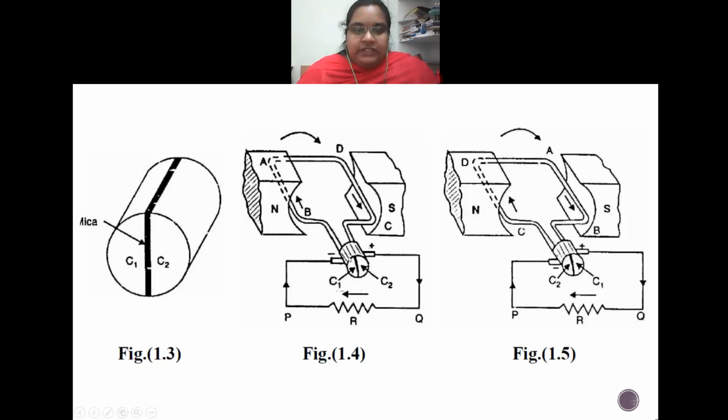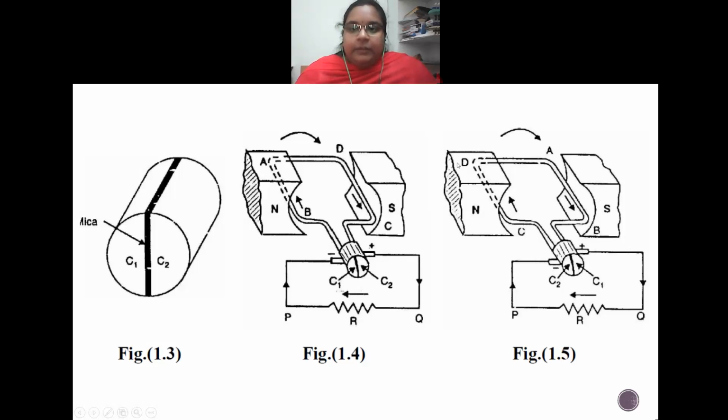How is this possible? You can see here. In the first position, C1 is connected to AB, and under the north pole AB is there, and under the south pole DC is there. So C1 is connected to the negative brush and C2 is connected to the positive brush. And now the generator is turned again. Now you can see that again CD, whichever is in the north pole influence, is connected to the negative brush: north pole negative brush, south pole positive brush.